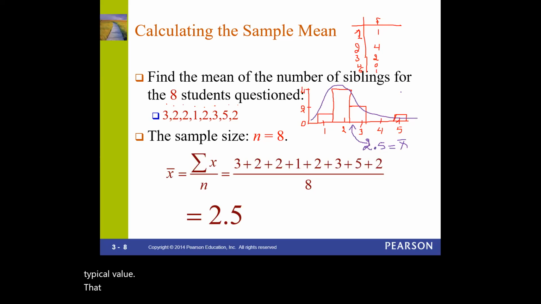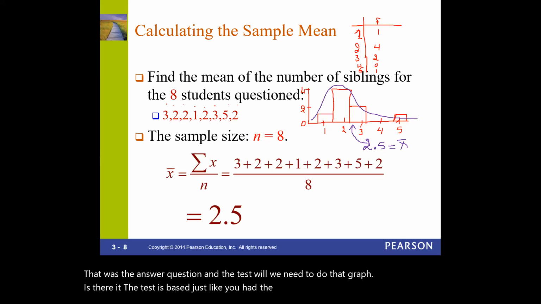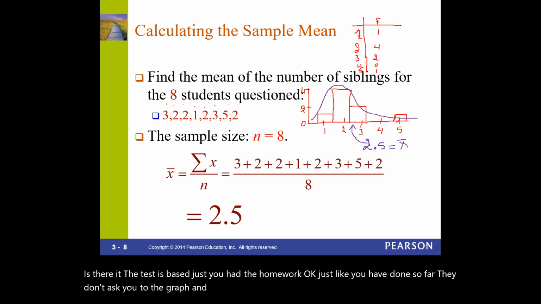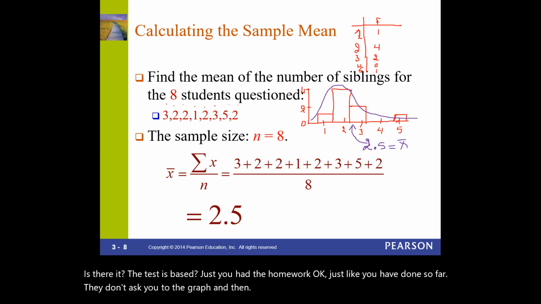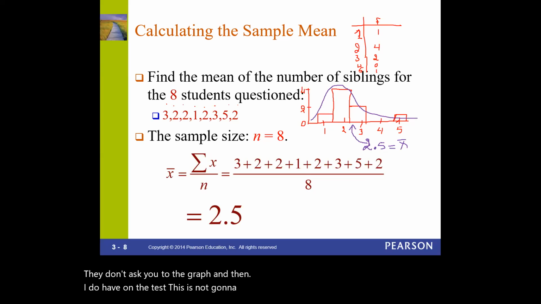That's a question. And for the test, we need to do the graph. The test is based just like the homework you had. So far in the homework, they don't actually do the graph. And on the test, this is not going to be multiple choice. The test is not going to be multiple choice. You're going to have to do some work.